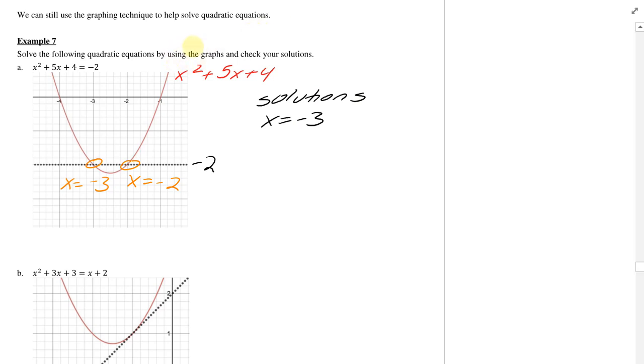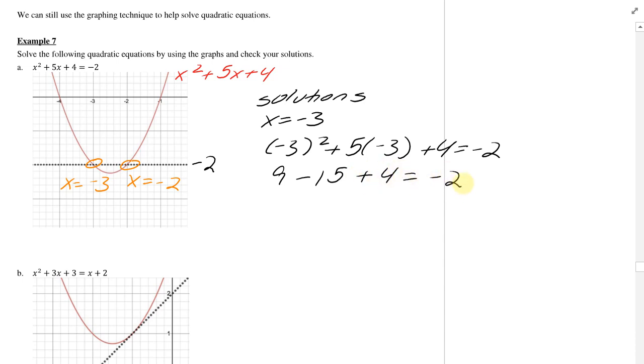But now I just want to check to see if this actually works. So I have x equals negative 3. I'm going to plug it in. And so now let's just work it out. And this will give me 13 minus 15, so that equals negative 2, so this solution works.